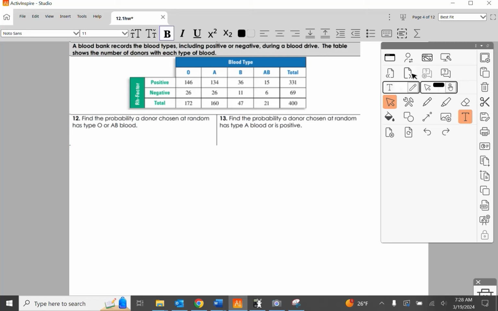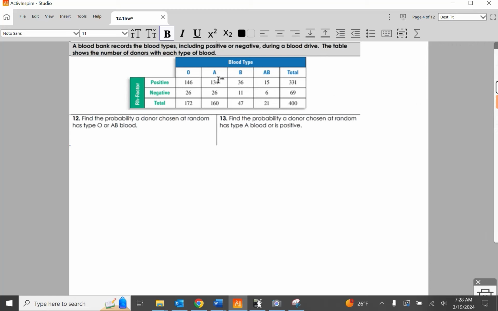Alright, a blood bank records the blood types, including positive or negative, during a blood drive. The table shows the number of donors with each type of blood. 13 says, find the probability a donor chosen at random has type A blood or is positive. So here's type A blood. Type A blood is 160 out of what, 400? So probability of event A, let me define that. Event A is A blood, and it looks like there's 160 out of 400.